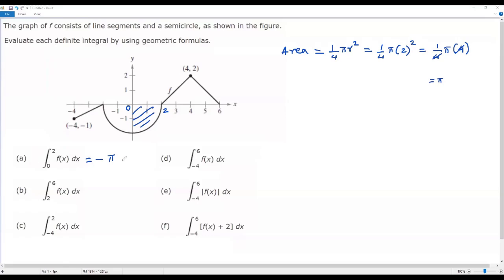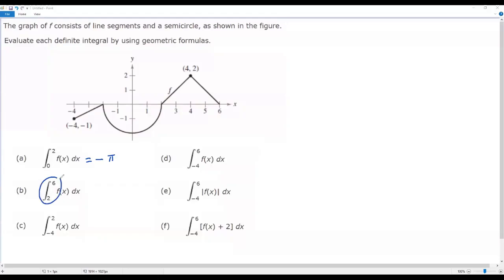Okay, now let's evaluate the definite integral in part B. In part B, we have the integral from 2 to 6 of f of x dx. Now let's go to the graph and identify the region we have from x equals 2 to 6. Here we have x equals 2, here we have x equals 6. From 2 to 6, the area covered by the graph of f of x is the triangle we have over here. And the area of this region is above the x-axis. So the result of this definite integral will be positive because we find the area above the x-axis. And we can use a geometric formula to get the area of this region.